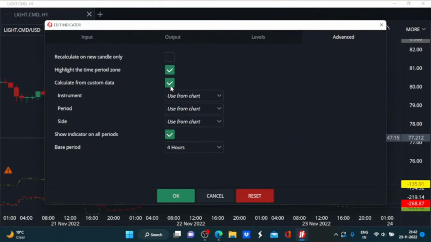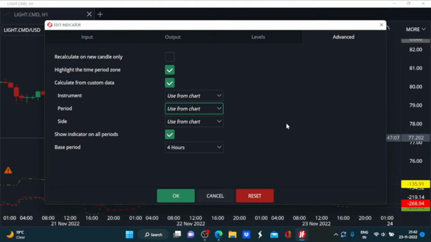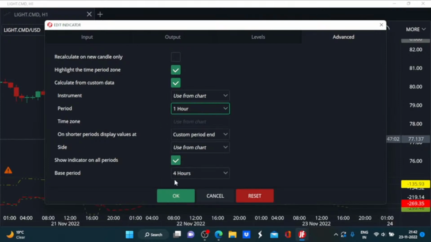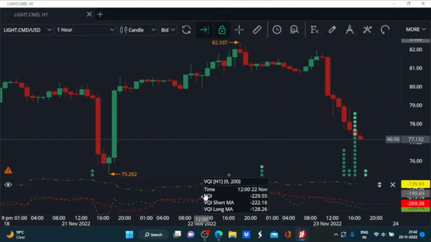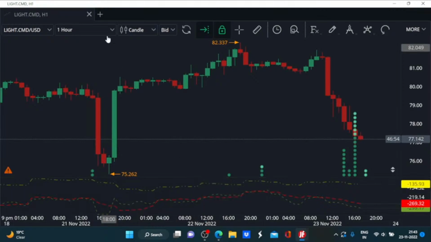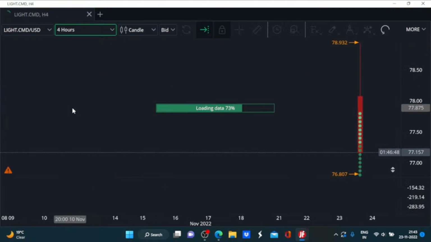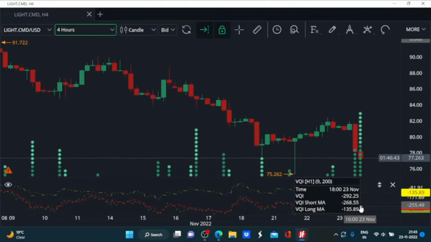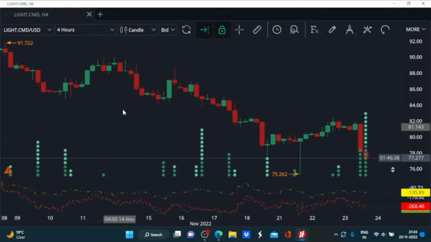Coming to the customization of this indicator, you can also vary the candle period. You can use it from the chart, so whatever is your chart's candle period, it will be utilized. Else you will have this option of defining the indicator's candle period according to your requirement. Now I have used the hourly candle period for the calculation of this indicator. Suppose I change the chart's candle period to say 4 hourly, even in that scenario we will have the calculation of the indicator as per the 1 hourly time frame only. So this is something which we have to keep in mind.